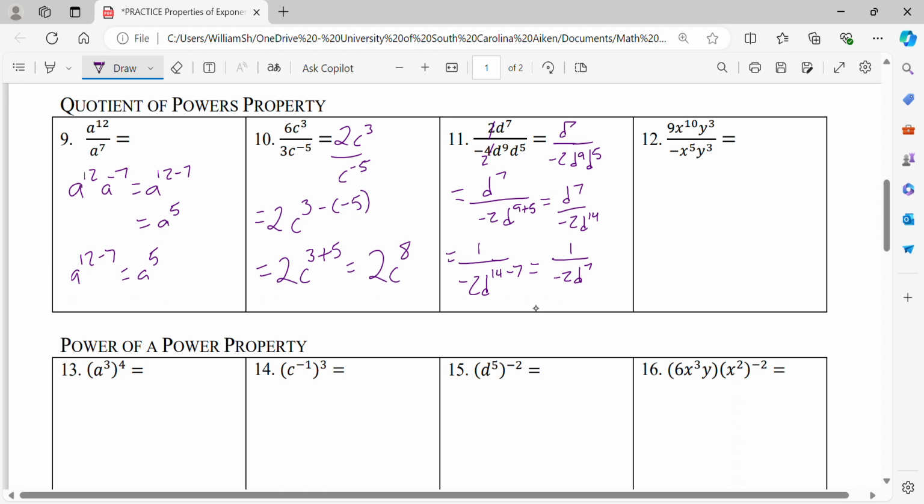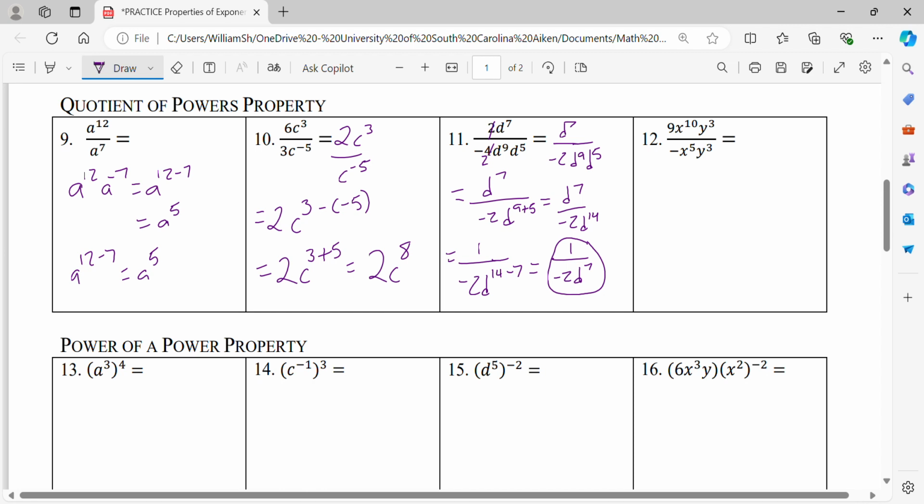Okay, let's look at number 12. Like I said, number 11 was a little more complicated, but we were able to get to our correct final answer. A lot going on here in number 12. I've got 9 times x raised to the 10th power times y raised to the 3rd power all over negative x raised to the 5th power times y raised to the 3rd power. Now, here is where if you're a little slick and you're watching what you're doing, and you remember some basic properties, you might be able to simplify this real quick.